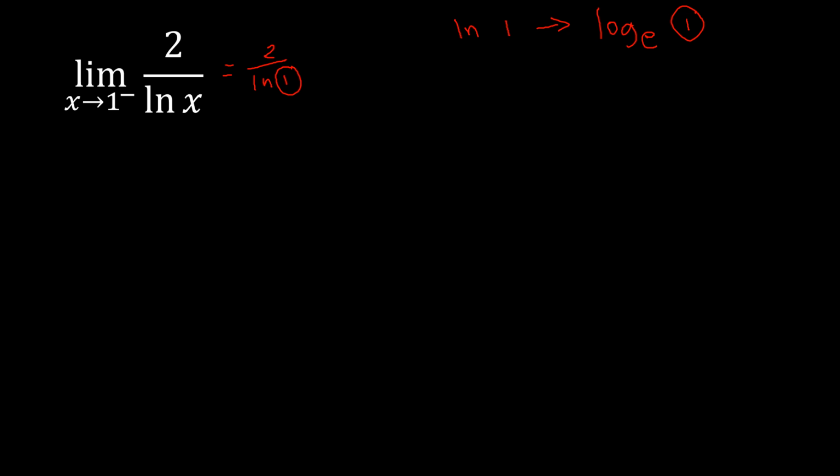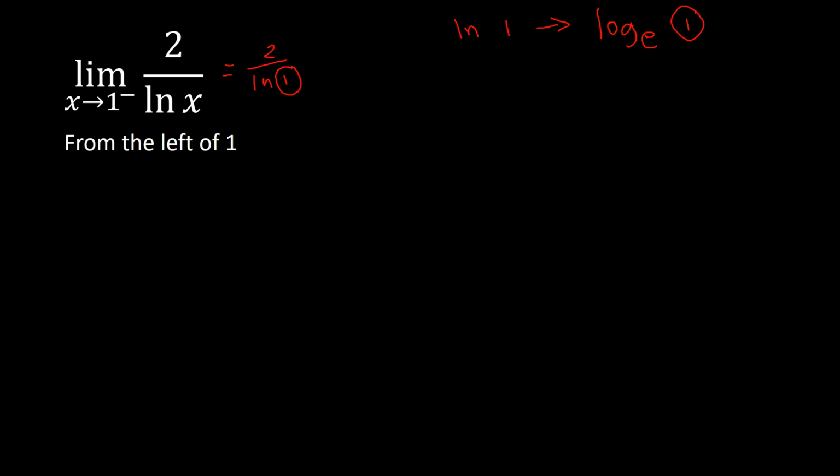Now, since this is undefined, our answer here could be either positive infinity or negative infinity. Since this is a one-sided limit, we only have to choose between the two. So how do we do that? We go over with the tabular approach.